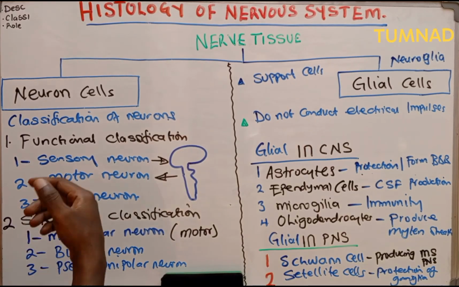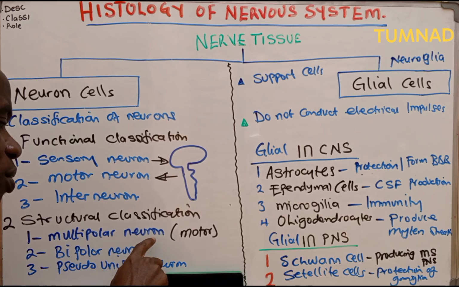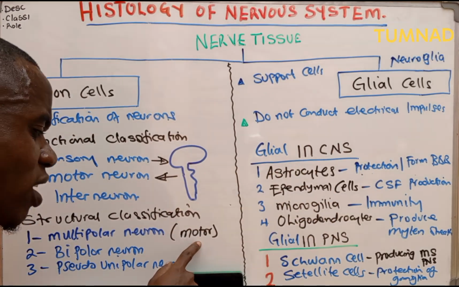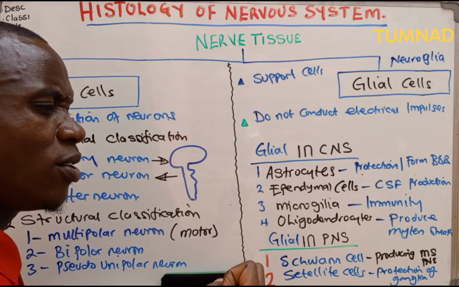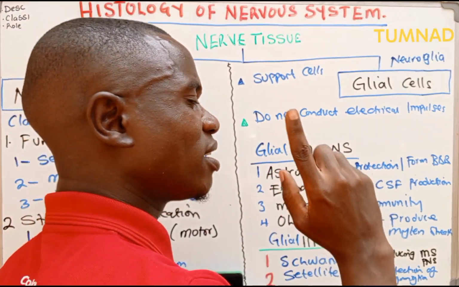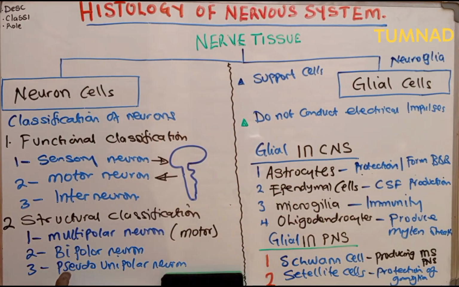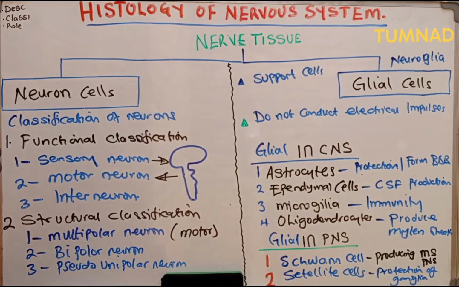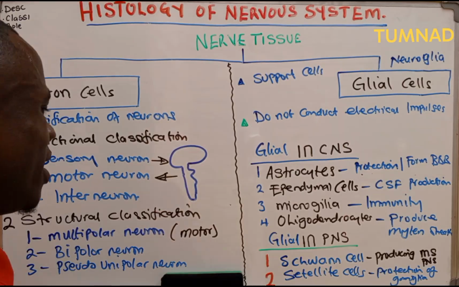We said that we can also classify them by structural classification, whereby we have the multipolar neurons that have multiple dendrites, for example the motor neuron, which constitutes the biggest number of the neurons in the nervous tissue. Then we also have the bipolar neuron, which has only one dendritic extension and is found mainly in the retina and other areas. We also have the pseudo-unipolar neurons, which are part of the sensory neurons, especially in the dorsal root ganglia. It's such a cool thing.